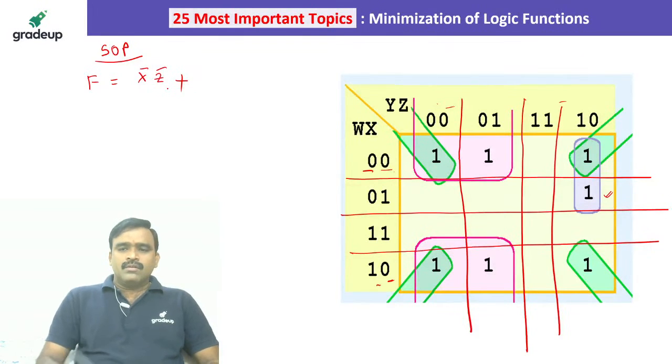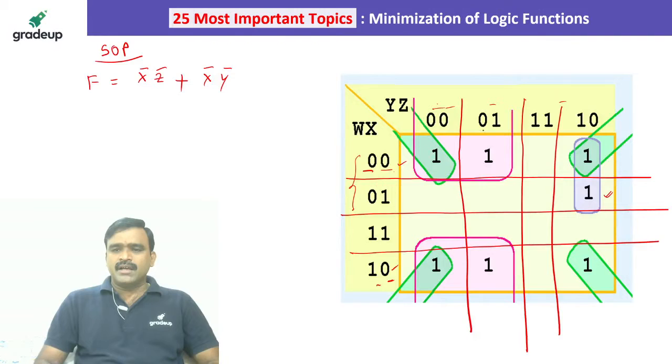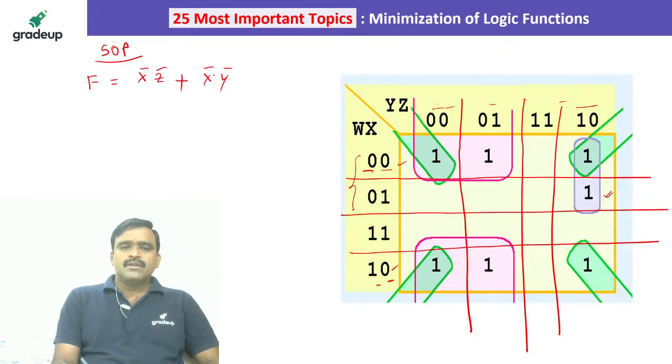Okay. Now if you take the top 2 ones and bottom 2 ones, it comes under x bar in the case of the rows, and in the case of the columns it comes under y bar. So this is x bar y bar, the second quad. And the third one, if you take the last one, this is coming under w bar area, here yz bar area. So this is another product term. So that is w bar yz bar.